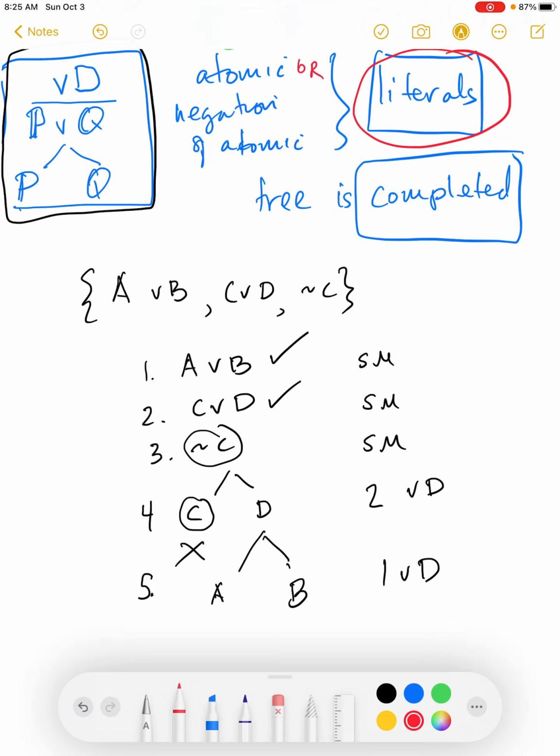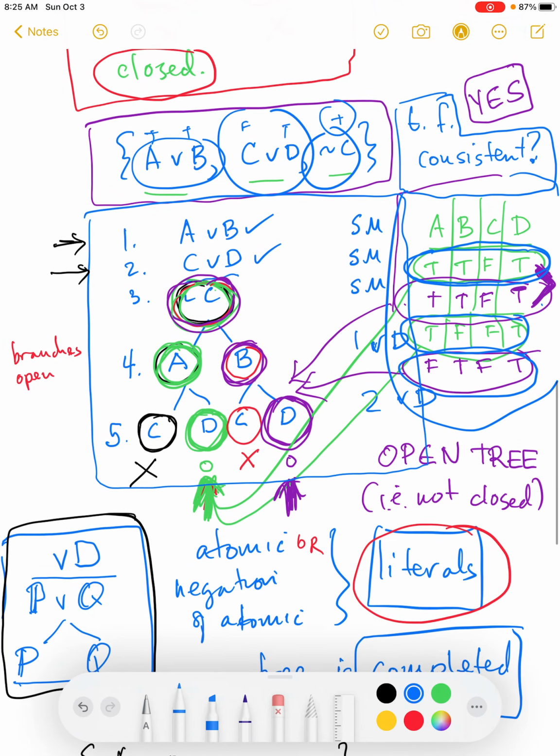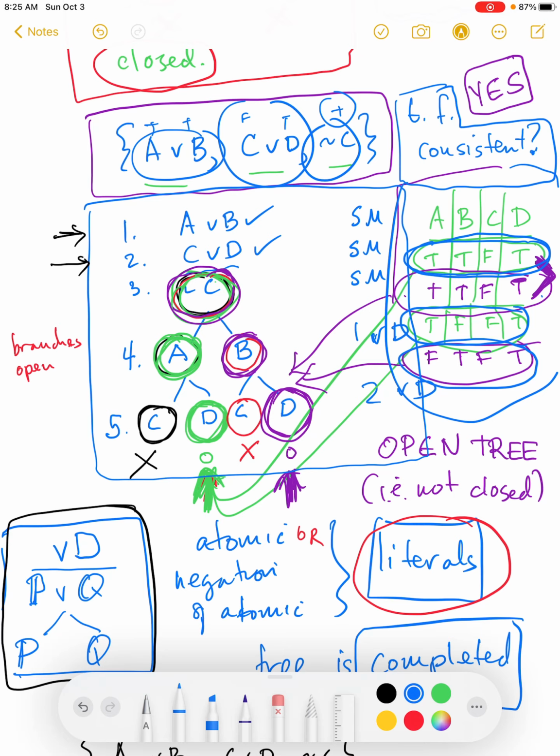Okay, so this next branch we have A, D, and not C. So that's open, right? We do not have an atomic and its negation. And then on the last one we have B, D, and not C. And so we don't have an atomic and its negation there. And we're going to get precisely the same truth value assignments that we got when we decomposed it just by doing it in the order in which the sentences appeared.